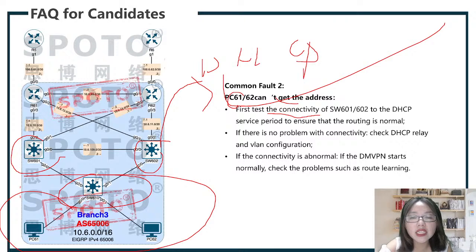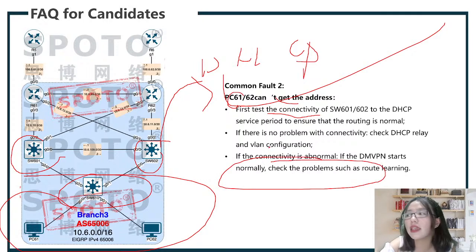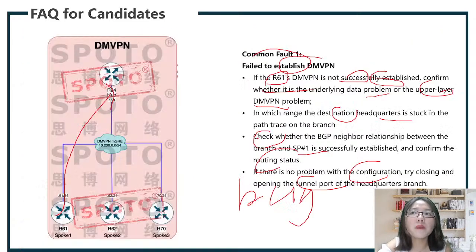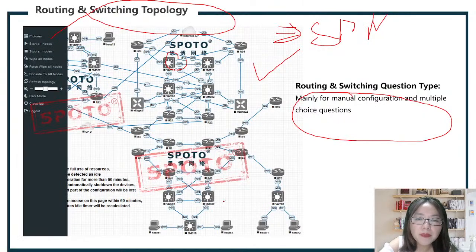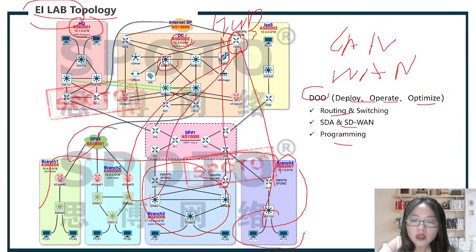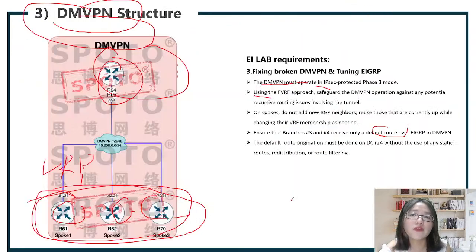If the connectivity is normal, check the DMVPN starts normally. Check the problems such as routing learning. Of course, there will also be the phenomenon that maybe the two hosts PC71 and 72 can't obtain the IP address. So the troubleshooting method is similar, and you can summarize it for yourself.